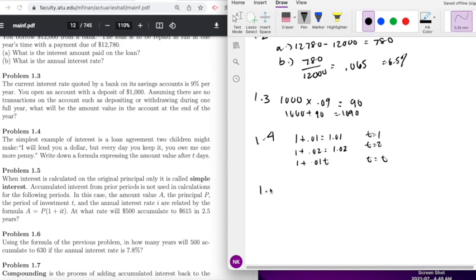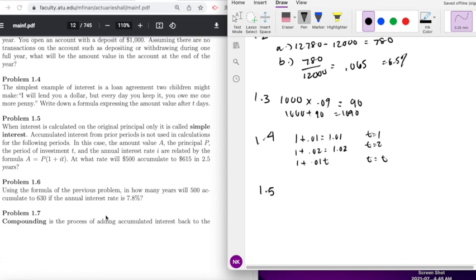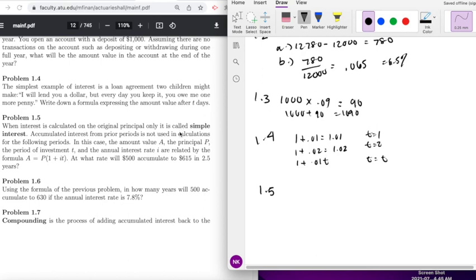For 1.5, when the interest is calculated on the original principal only, it is called simple interest. Accumulated interest from prior periods is not used in calculations for the following periods. In this case, the amount value A, the principal P, the period of investment T, and the annual interest rate I are related by the formula A equals P plus IT. At what rate will 500 be accumulated to 615 in 2.5 years?